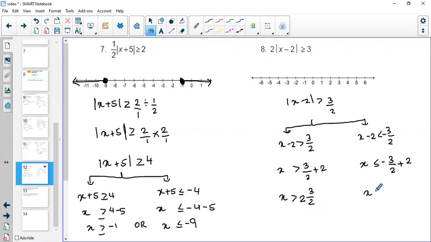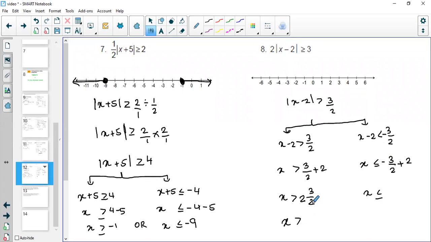And this is again going to be x is less than or equal to, you're going to subtract 2 whole from negative 3 over 2. So that's going to give you something. If you would solve, now I'm not going into deep details of how to solve because by now you need to know how to solve these fractions.